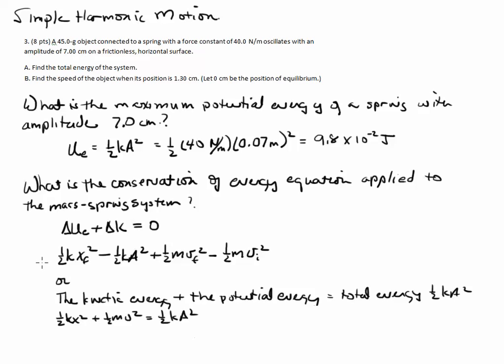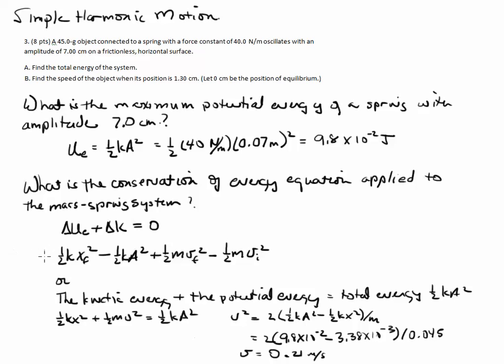If we look at the bottom one, 1/2 Kx squared, whatever the position is away from equilibrium, plus 1/2 mv squared, whatever the velocity is at that position, those two energies must sum to equal the 1/2 Ka squared. And we can solve for v squared, and we have that v is equal to 0.21 meters per second. End of problem.